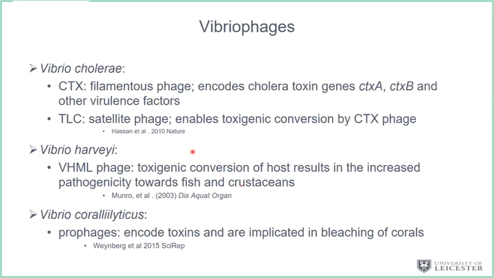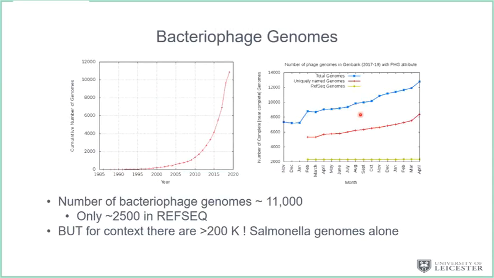So these are just a few examples that we know within Vibrio. So what we wanted to look at is other Vibrio, to get some kind of context of what we know about bacteriophage genomes. It's very little. So this is just the number of bacteriophage genomes that have ever been sequenced up until 2019. We can update to 2020, but the numbers don't really change that much.